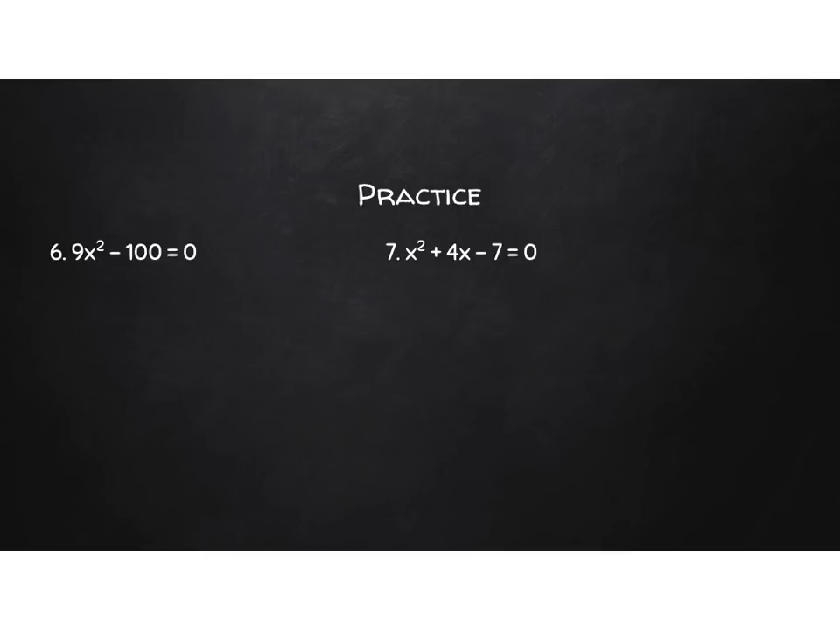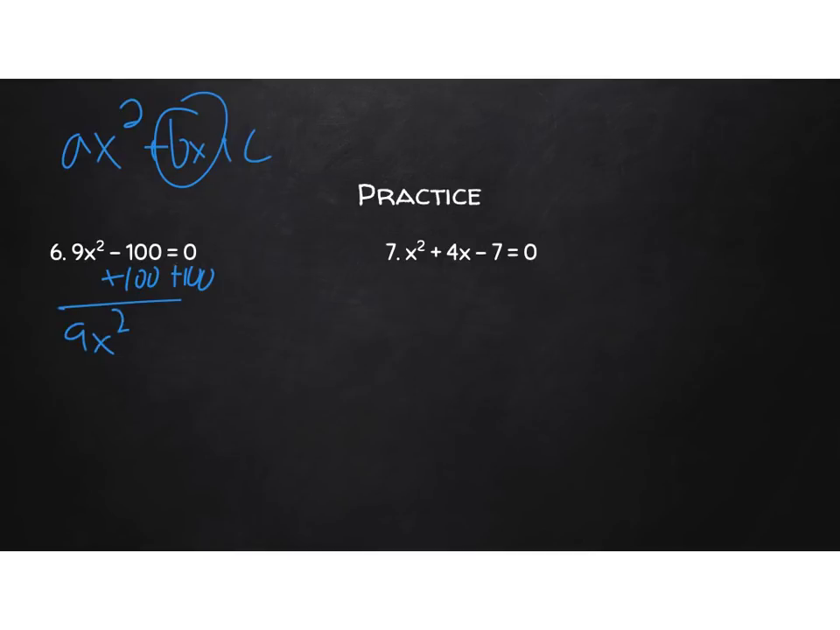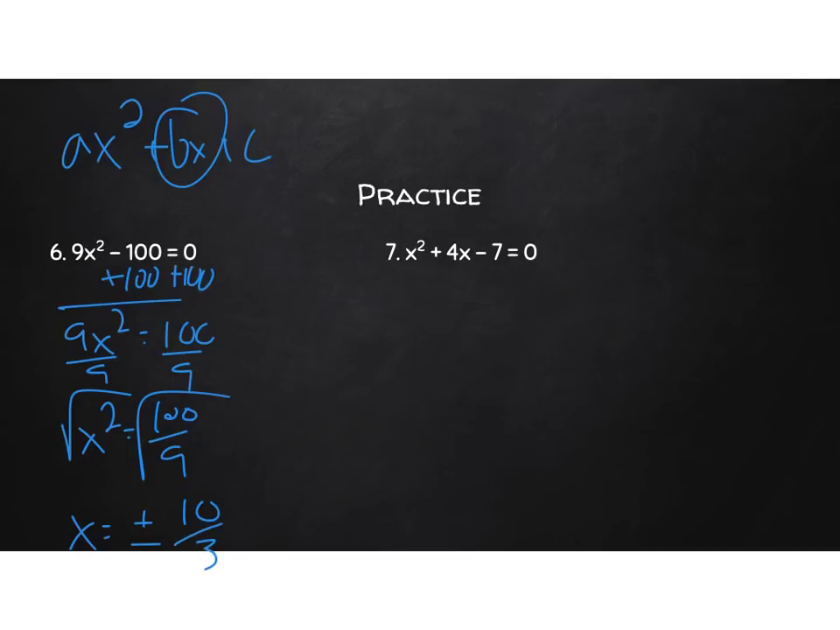Okay, so looking at this first one here, number 6, I would try to solve by taking the square root because there is no b term. So when we have ax squared plus bx plus c, when I see no b term, I'm going to try to solve by square root. So I'm going to add 100. You get 9x squared equals 100. Divide by 9. We get x squared equals 100 over 9, which we can take the square root of. And then x equals plus or minus square root of 100 is 10. Square root of 9 is 3. And it works, and we're done.